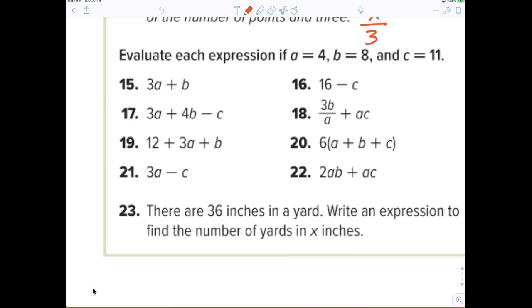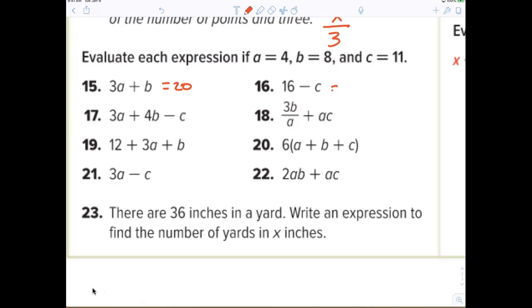What's 3 times A? 3 times 4 is 12 plus 3, which is 8. Thank you very much. That's a good job. 20. All right, 16. Yep, we're just going right down the row. 16 minus C, and C is 11. Everybody happy with that? Next.